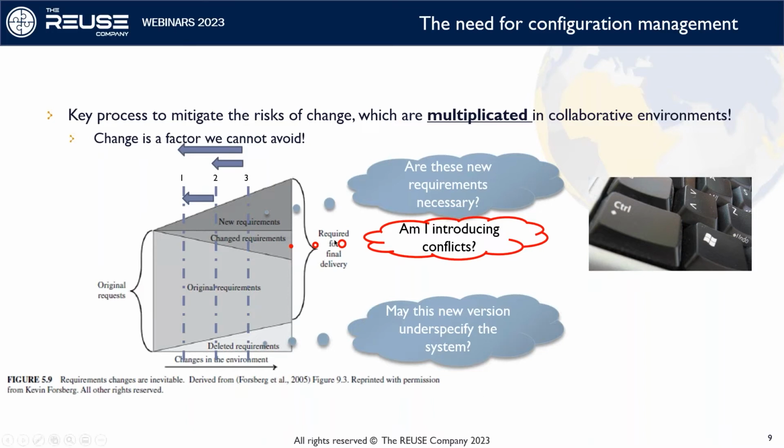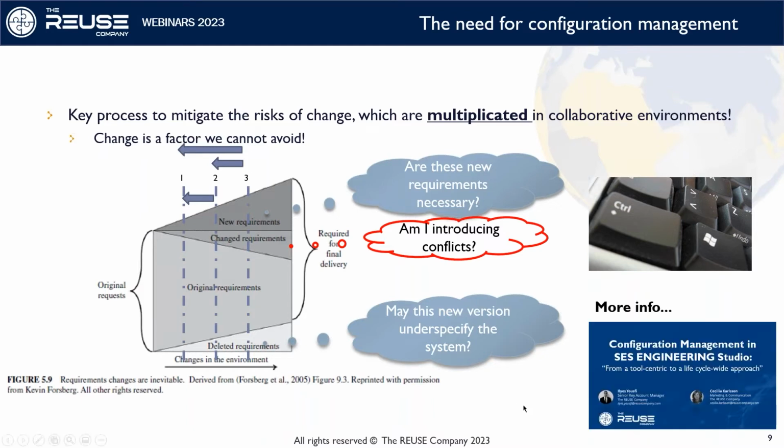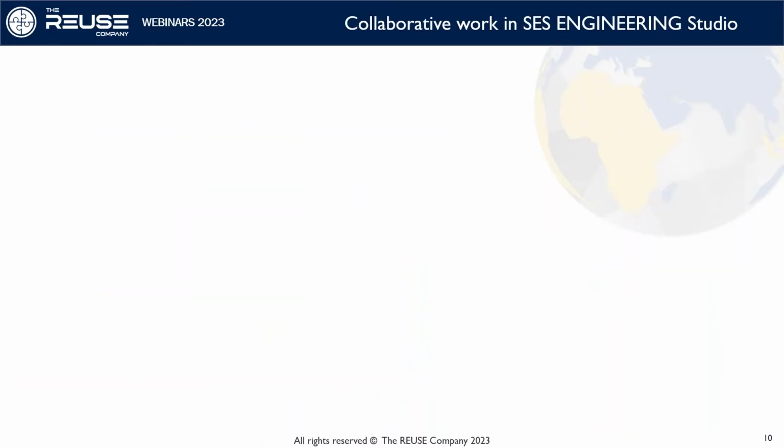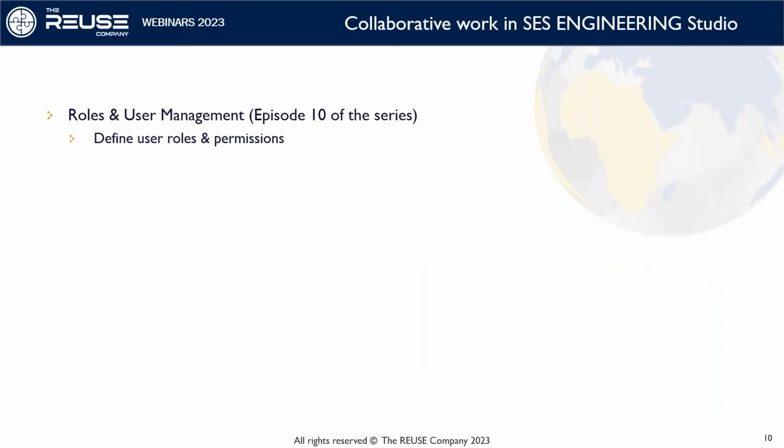And of course, we can change requirements to introduce conflicts. We can create new requirements that will end up in conflicting statements, and that's what we would like to avoid. So if you want more details about the configuration management in SES Engineering Studio, you can check out the webinar we presented at the end of last year. So in collaborative work within the tool, as I said, the simultaneous work and the use of roles and permissions to define the way people can work and share together will be covered in the next episode. I'll briefly introduce that at the end of the webinar.